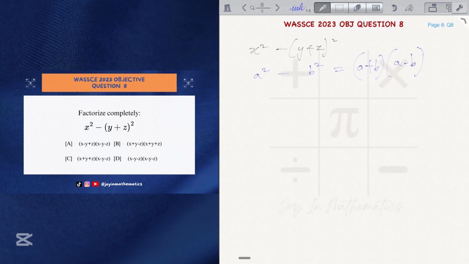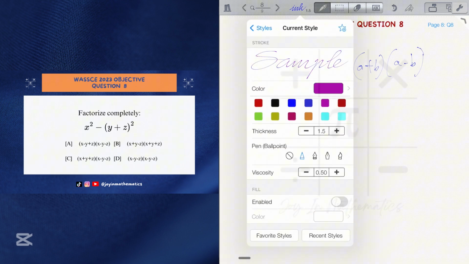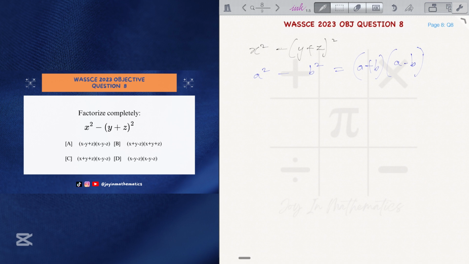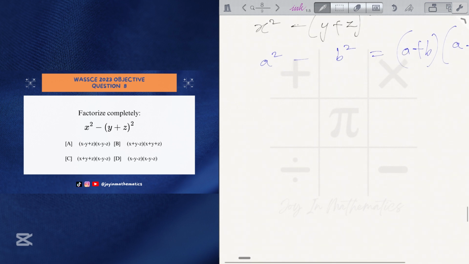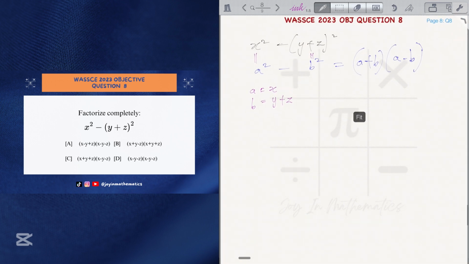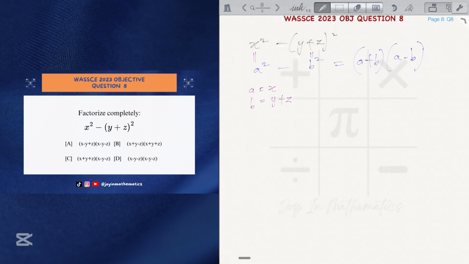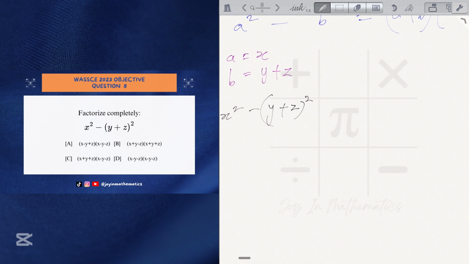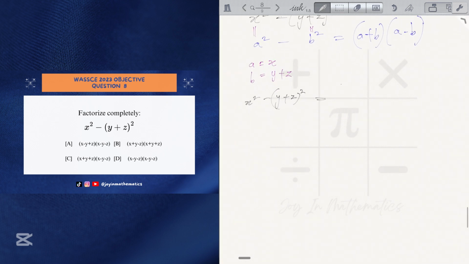So in view of this, what is a, what is b, so that we can just apply the formula and be done with this question. Therefore a is equal to x, as we can see, and b is equal to y plus z. So now let's rewrite the question. x squared minus (y plus z) squared. We are going to apply a plus b multiplied by a minus b.